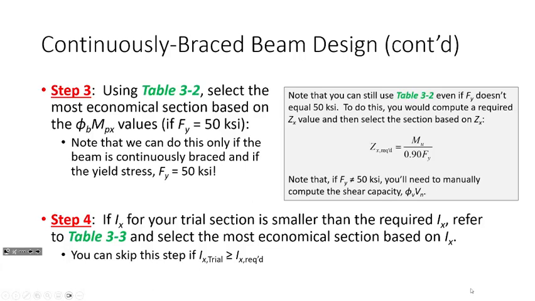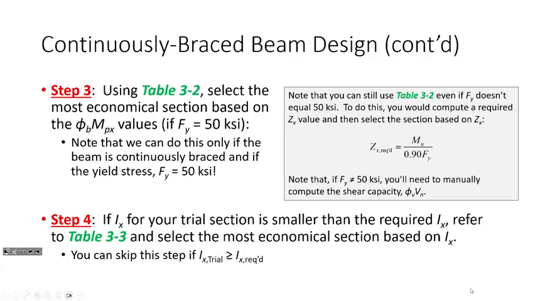So what we'll do is we'll go in and we will select a section based off of phi and p. Then we're going to look at that section and see, does that section have an adequate moment of inertia? And if the answer is no, we are then going to need to select the most economical selection based on IX and then move on to the next stage of the problem.